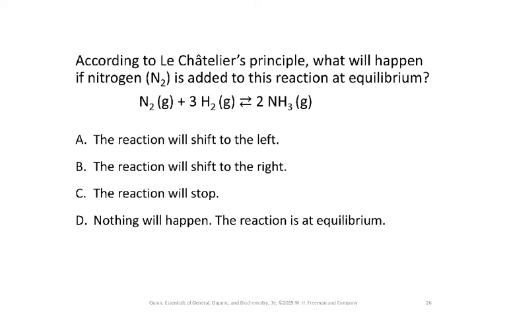Okay, so here's a question for you. According to Le Chatelier's principle, what will happen if nitrogen is added to this reaction at equilibrium? Right, okay, so nitrogen is a reactant. We're going to add something, it shifts away from it. So the reaction will shift to the right.